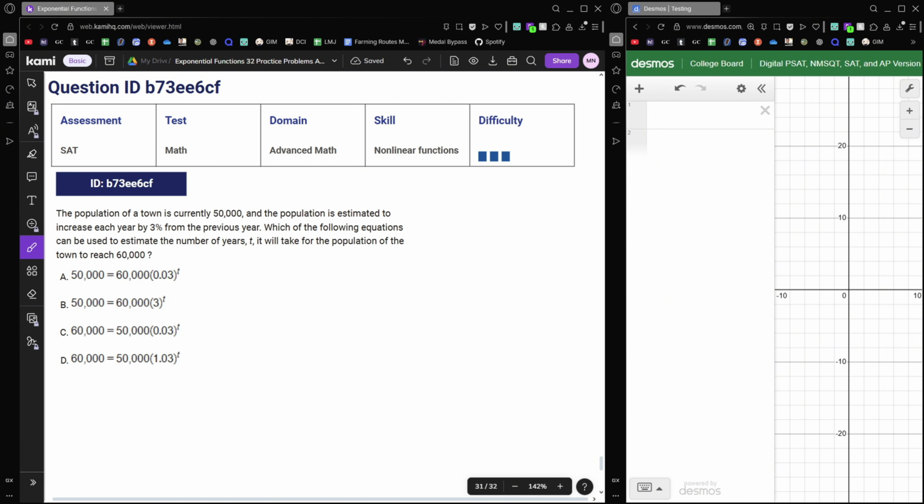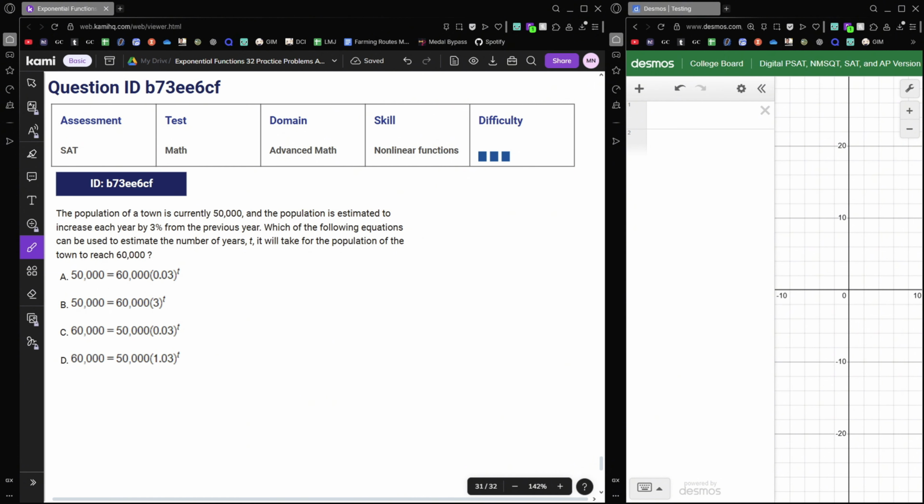Question number 31. The population of a town is currently 50,000, and the population is estimated to increase each year by 3% from the previous year. Which of the following equations can be used to estimate the number of years, t, it will take for the population of the town to reach 60,000?